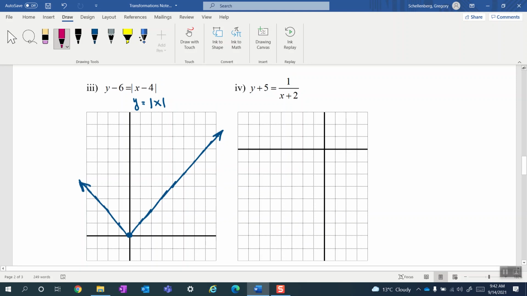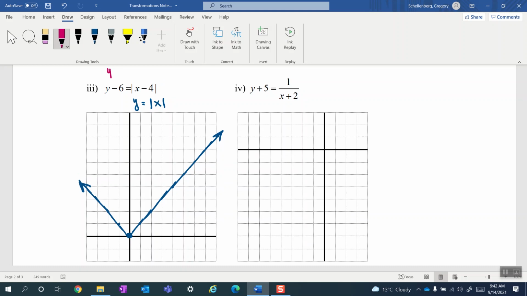Now, I will rewrite the equation having isolated y. So we're going to get y is equal to the absolute value of x minus 4 plus 6. And let's identify the translations now. So we've got a shift of 4 units to the right and 6 units up.